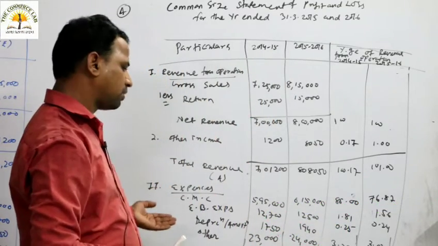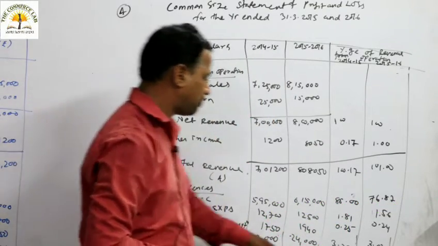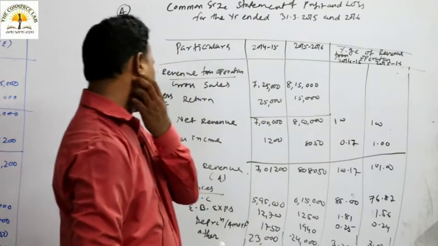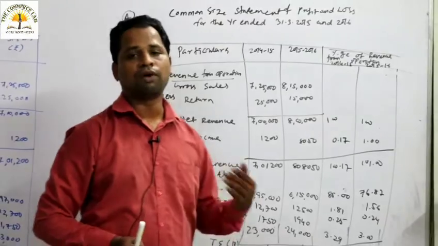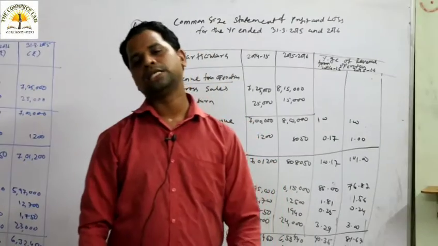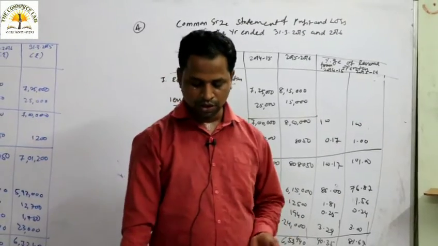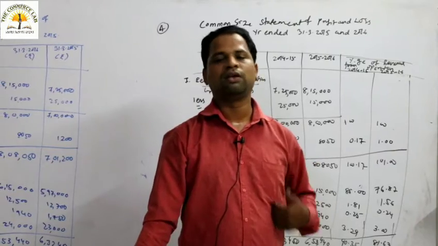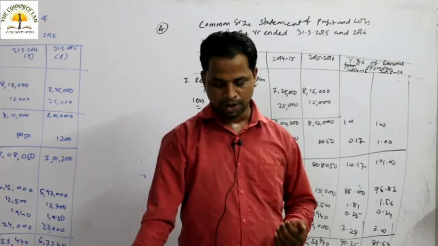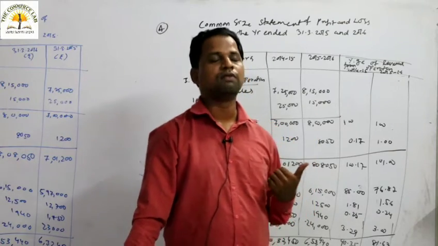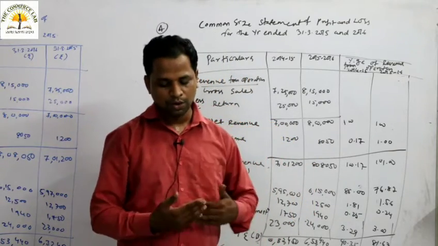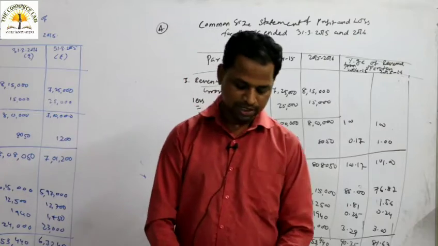That is a better sign for the company. And profit before tax: earlier it was 9.82, then 19.33. The profit before tax has increased in this particular case. That shows there is a good movement in the profit of this particular company. This shows that the profitability of the company is quite good, and the changes are quite satisfactory.